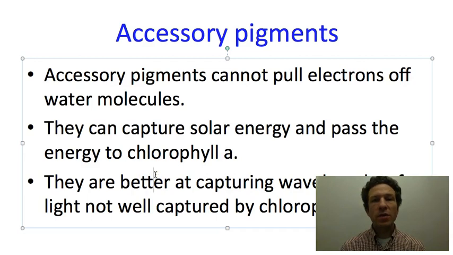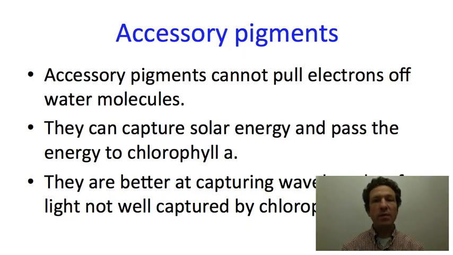So if these accessory pigments cannot actually remove electrons from water, we should ask, why are they present? It turns out that they are there because they are better at capturing wavelengths of light that are not well captured by chlorophyll A. Because accessory pigments are better at capturing other colors of light, this means that the plant is more able to use all of the colors of sunlight that hit the plant, and it will be more efficient. This would give it an advantage over other kinds of plants that had chlorophyll A only, but allowed other colors of light to pass through without being used.